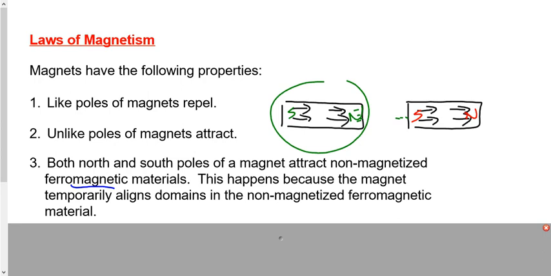So it's not completely unlike charged objects attracting neutral objects because of a temporary separation of charge, induction. This is a magnet attracting a non-magnetized ferromagnetic material because of the induction of a temporary alignment of domains.